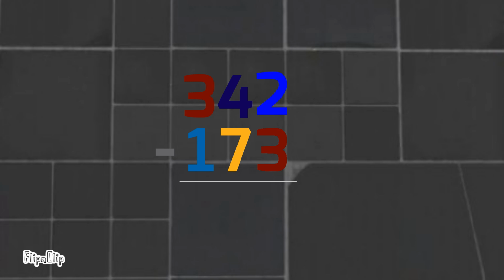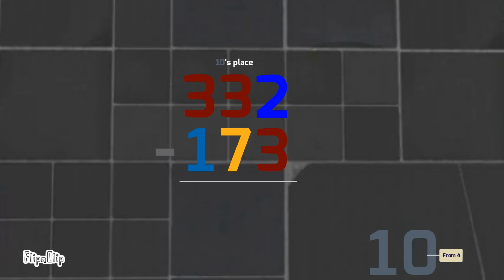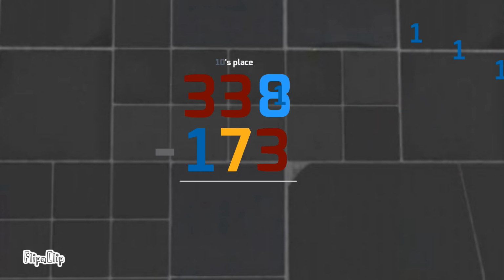You can't take 3 from 2. 2 is less than 3, so you look at the 4 in the tens place. Now that's really 4 tens, so you make it 3 tens, regroup, and you change a 10 to 10 ones, and you add them to the 2 and get 12, and you take away 3, that's 9. Is that clear?